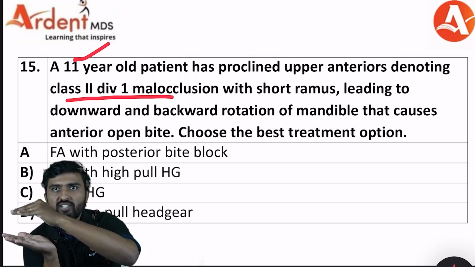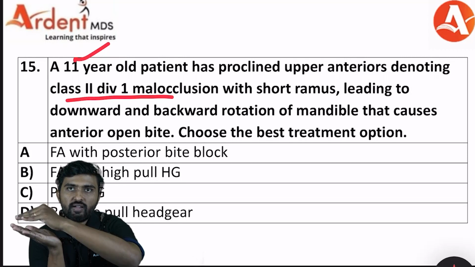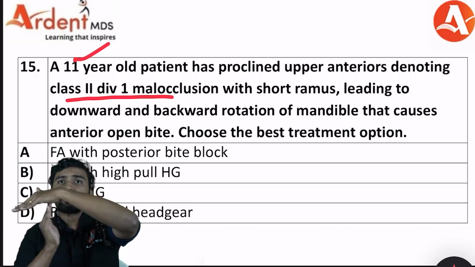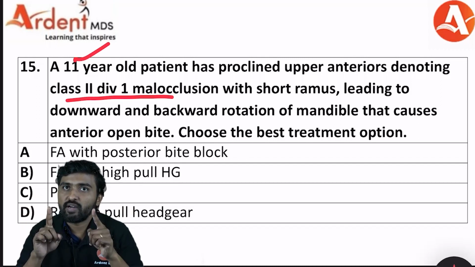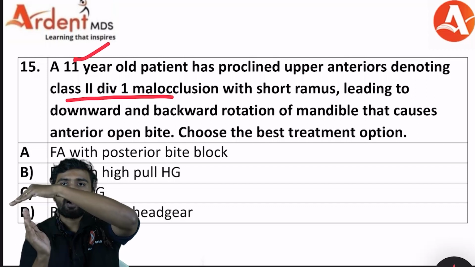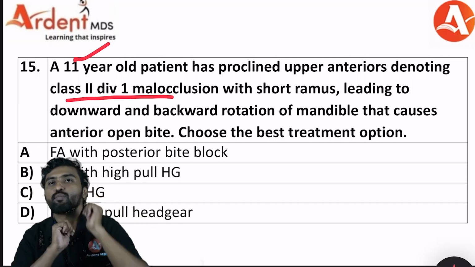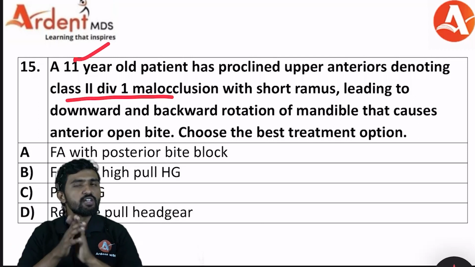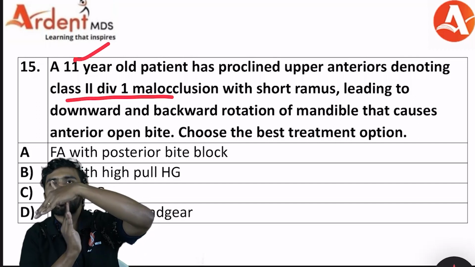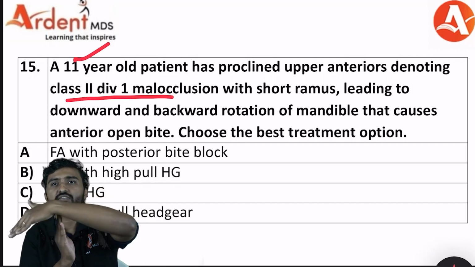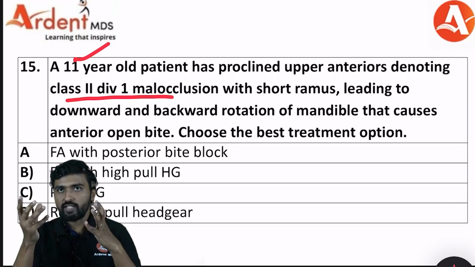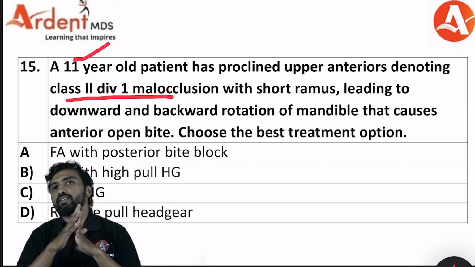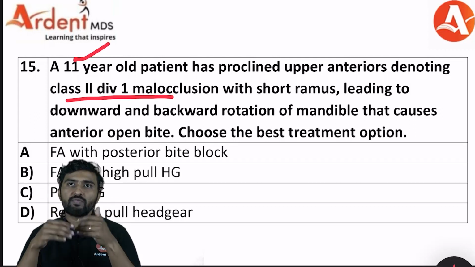The proclined dentition can be addressed with the help of headgear, and it can also be addressed with a functional appliance, because the etiology of class 2 division 1, please remember, can be either a proclined maxilla or a retroclined mandible, or a combination of both. They didn't mention which jaw is at fault, so we have to go for a functional appliance with headgear. This gives a combination. But with respect to headgear, we have high pull, low pull, and plain headgear. Amongst the three options, what should we choose?